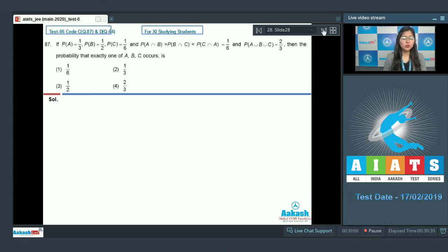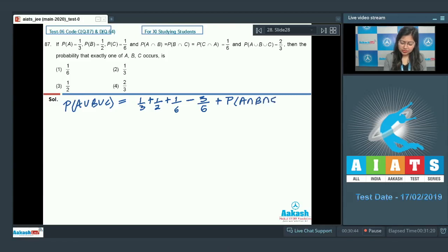Next is question number 87, which says that if P of A is equal to 1 by 3, probability of B is equal to 1 by 2 and P of C is equal to 1 by 6, and probability of A intersection B, B intersection C, C intersection A is given to be 1 by 6, and probability of A union B union C is equal to 2 by 3, then the probability that exactly one of ABC occurs is, see, we know that probability of A union B union C will be equal to probability of A plus probability of B plus probability of C minus probability of A intersection B and so on, that is minus 3 by 6, plus probability of A intersection B intersection C.